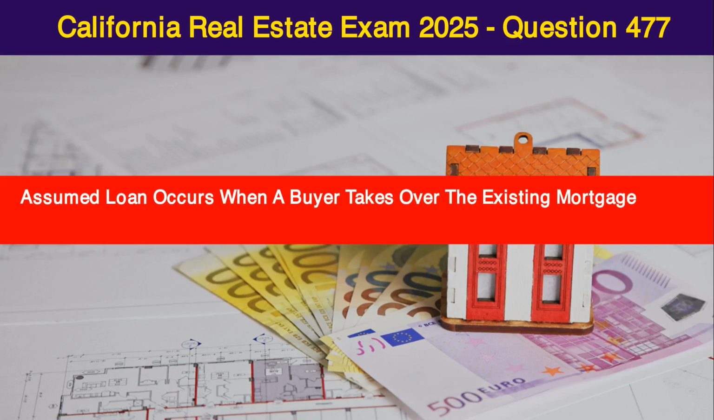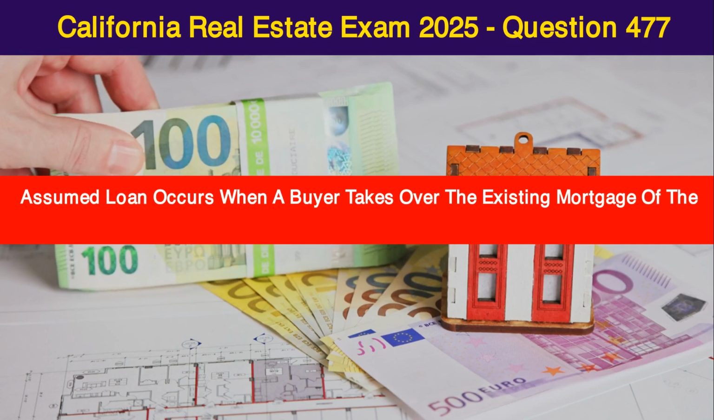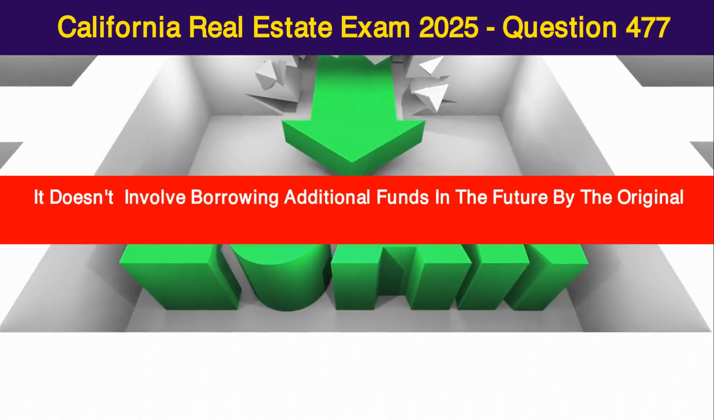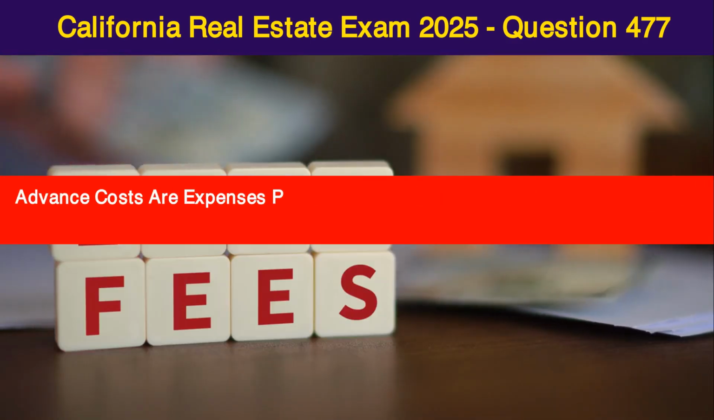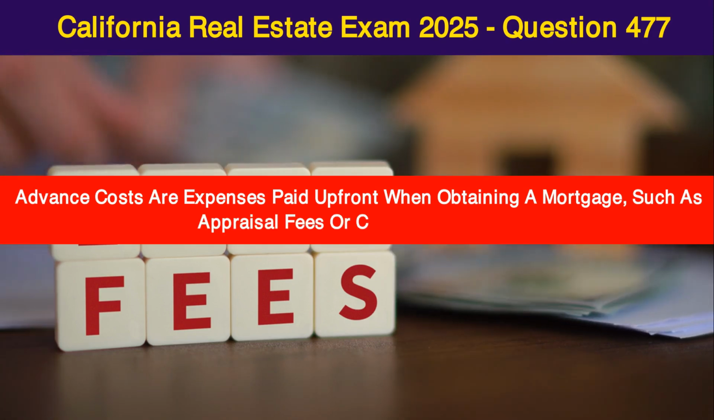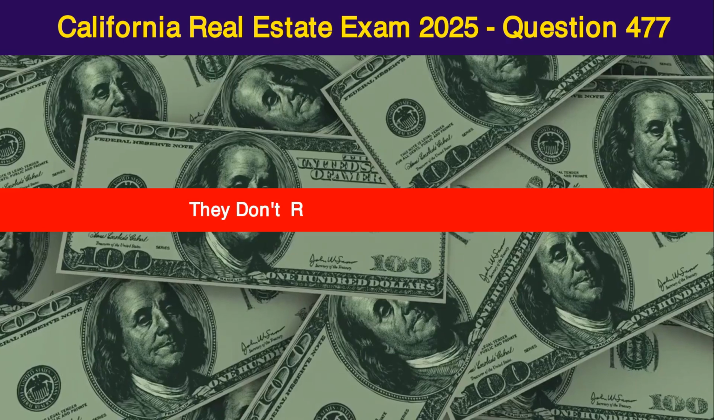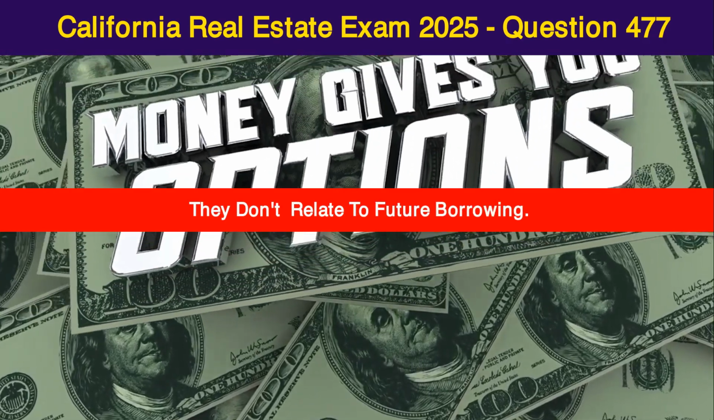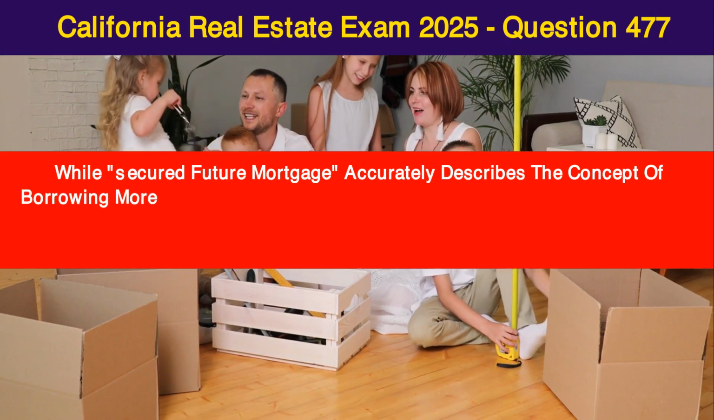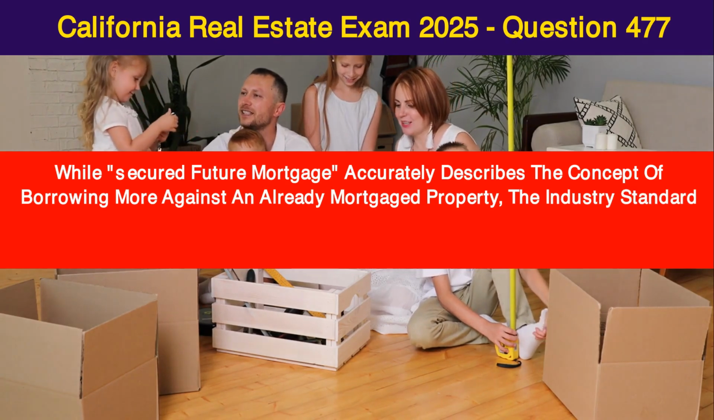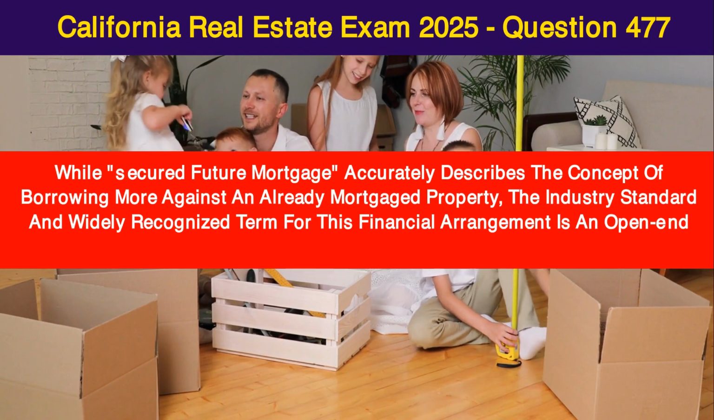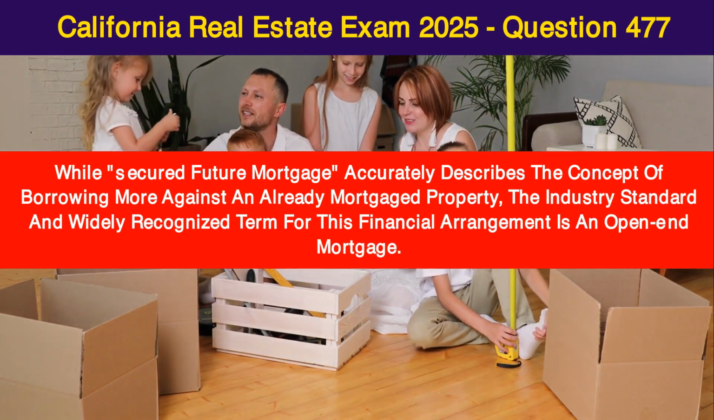Assumed loan occurs when a buyer takes over the existing mortgage of the seller. It doesn't involve borrowing additional funds in the future by the original mortgagor. Advance costs are expenses paid up front when obtaining a mortgage, such as appraisal fees or credit report fees. They don't relate to future borrowing. While secured future mortgage accurately describes the concept of borrowing more against an already mortgaged property, the industry standard and widely recognized term for this financial arrangement is an open-end mortgage.